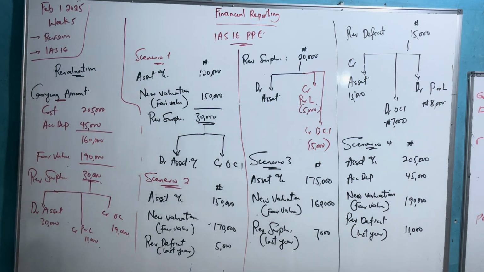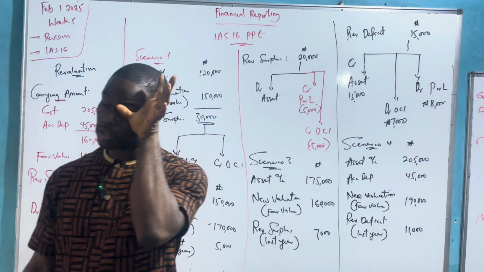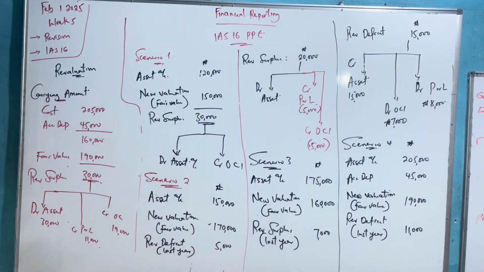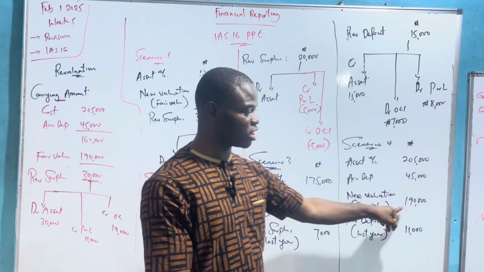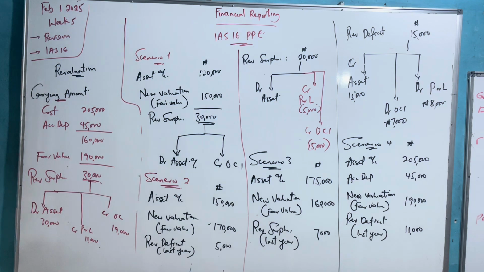Wrong. Do you know why you're wrong? There are many reasons. I'll just give you the obvious one. When you debit asset with 30,000, that means you are increasing your assets from 205 to 235,000. That's wrong. Where we want our asset to be is what? So let me help you clean it.